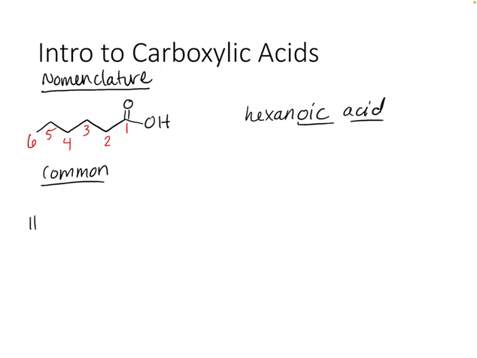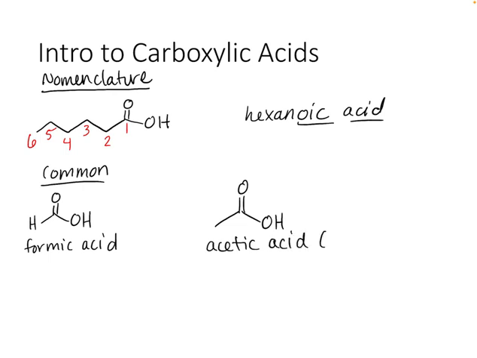So let's start with formic acid. So you might remember from our aldehyde chapter, we talked about formaldehyde, which had 2 hydrogens on either side of that carbonyl group. Here we have formic acid, where we have a hydrogen on one side and an alcohol on the other. The next one has a methyl group on one side, and this is called acetic acid, which is in vinegar.